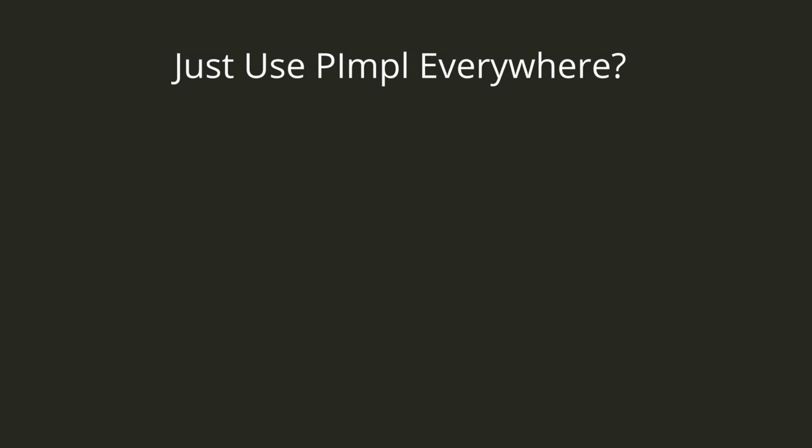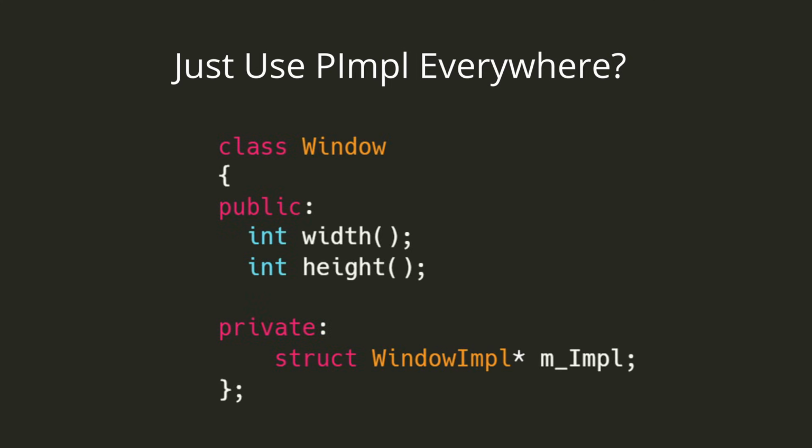So that sounds great. Shouldn't we just use the PImpl idiom for every single header file? It turns out that this is not the best idea either. The PImpl idiom forces a pointer indirection. The implementation object lives elsewhere in memory.